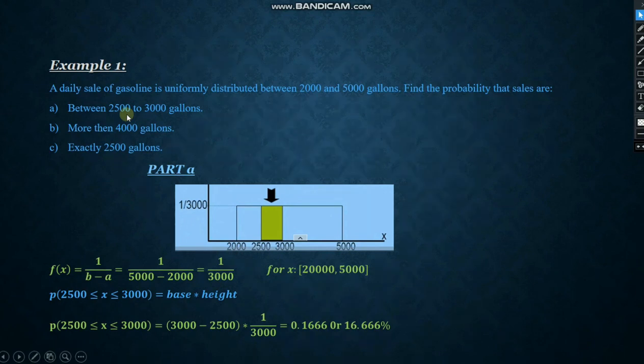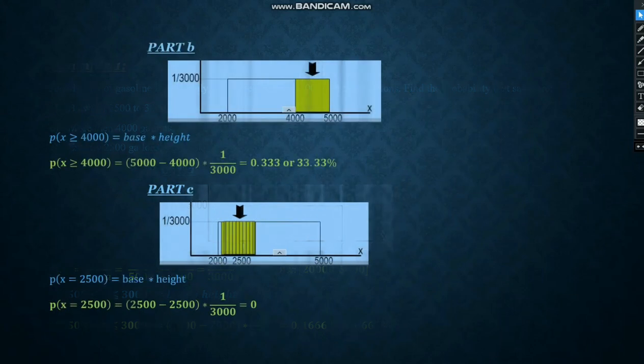In our first part, we have to find the probability between 2,500 and 3,000 gallons. For finding this probability, we use the formula base times height. As we are bounded between 2,500 and 3,000 gallons, the base is 3,000 minus 2,500, multiplied by 1 upon 3,000. The result is 16.666%.